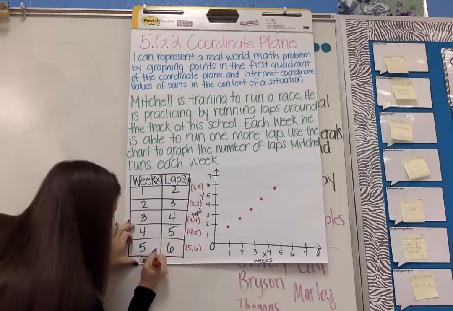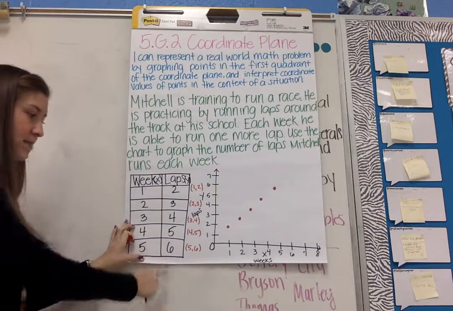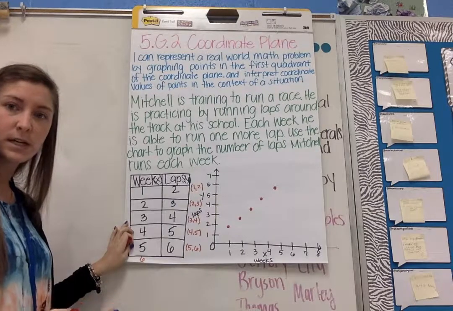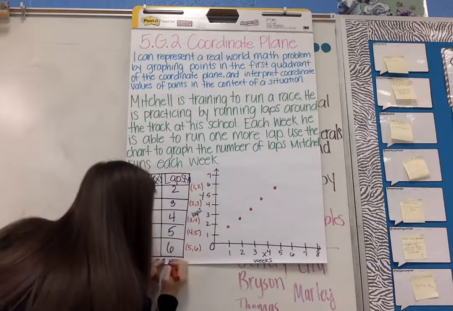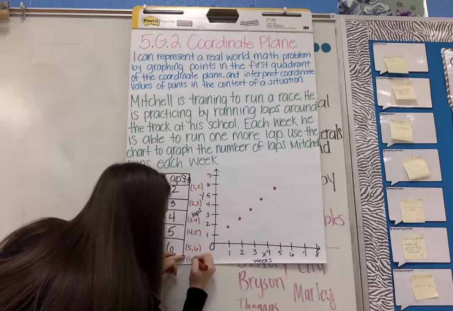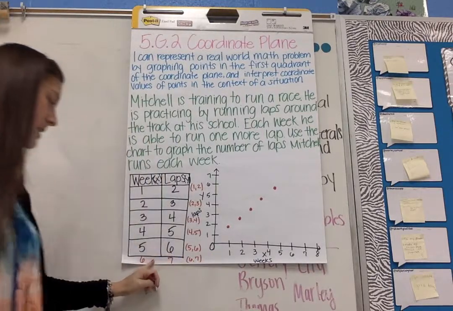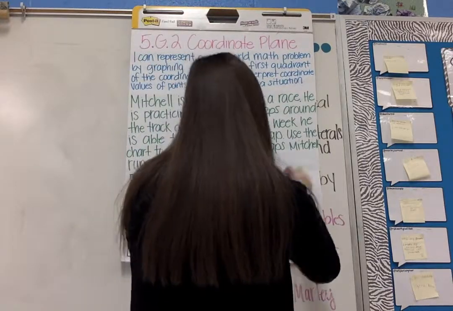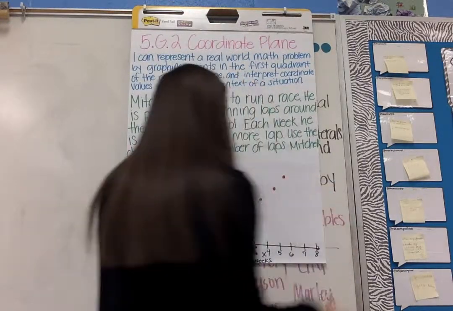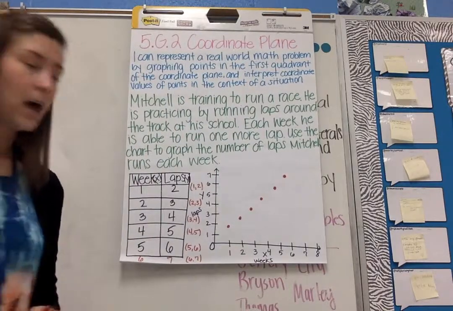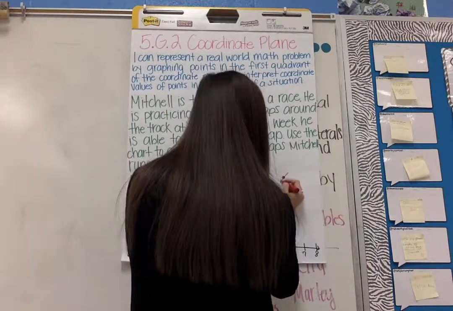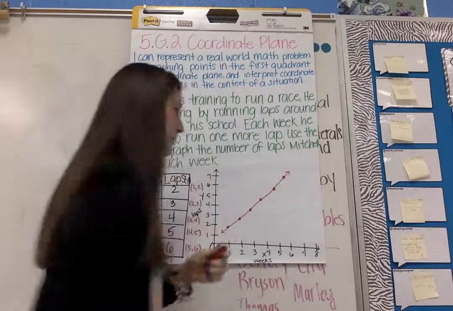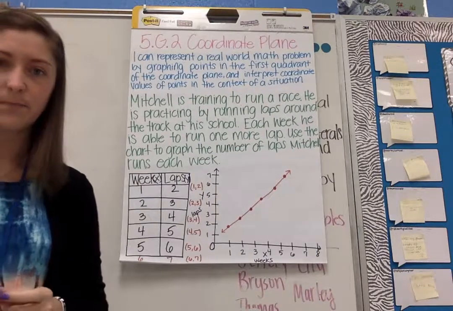So on week 6, how many laps is he going to run if he ran 6 last week? If our plus 1 continues, 6 plus 1 is 7. So that means that ordered pair is going to look like 6, 7. So I can go over here and also plot that point as well. Again, I can connect all of my dots. And it does make another diagonal line.